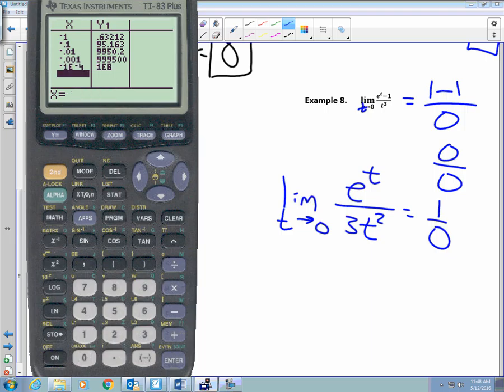If I look at the table values and I approach 0, you can see that you're getting 1 times 10 to the 8th. You're getting very, very large numbers as you punch in positive numbers, 1, 0.1, 0.01, 0.001. You can see again you're getting significantly large numbers. So it approaches infinity from the left, and it approaches infinity from the right. So does the limit exist? Yes, it is infinity.